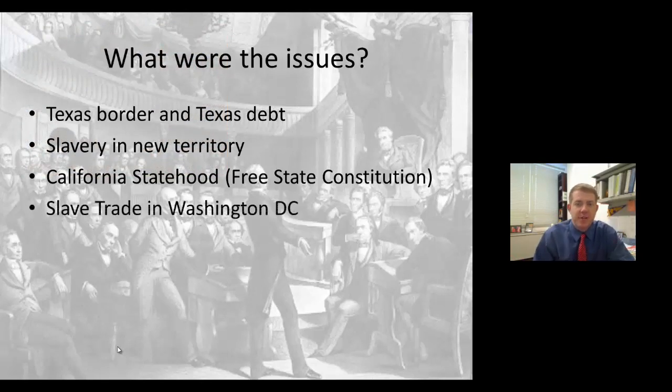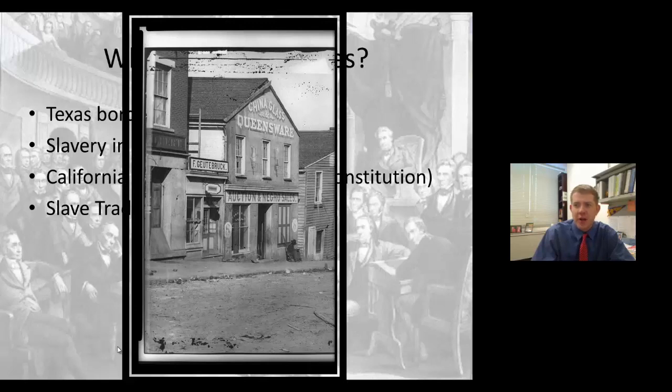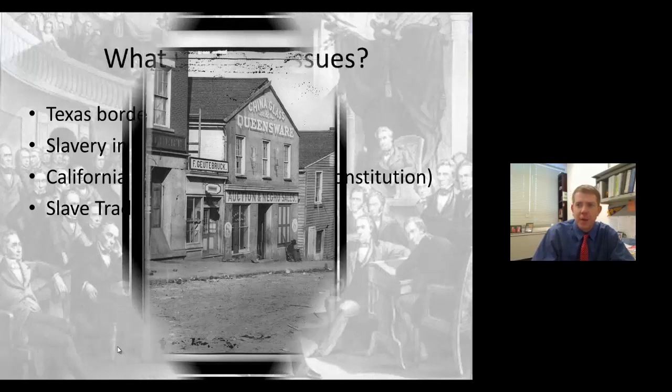A fourth issue is slave trade in Washington, D.C. Now that we have abolitionists coming to Congress to work, to be congressmen, and they are walking past slavery and the slave trade in the nation's capital, they are bothered by that, and they wanted to end the practice of slave trade in Washington, D.C. And here's an example of a slave auction house in Washington, D.C.